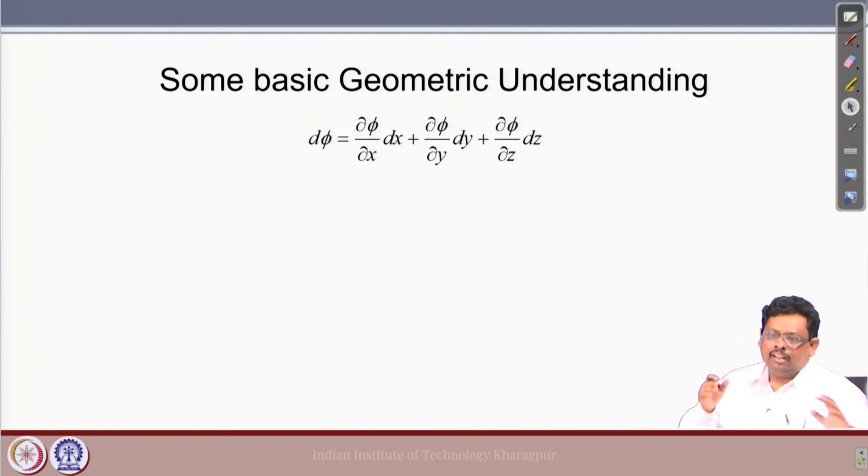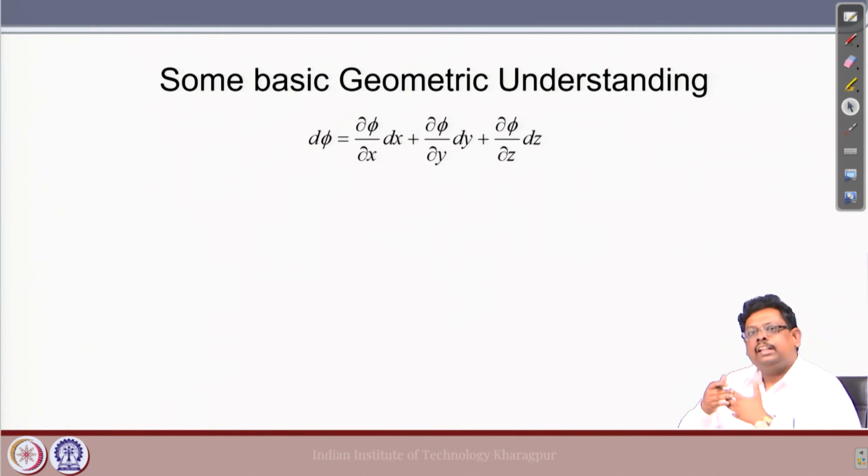Now, before I move into the next topic, let us try to understand some geometry. Okay. Now, this is well known: d phi equal to del phi del x dx plus del phi del y dy plus del phi del z dz, if phi is a perfect differential, then this is the condition. And of course, from mathematics, if you have studied a little bit, you can find out that velocity potential is a perfect differential.